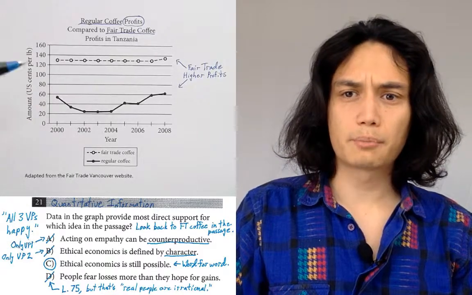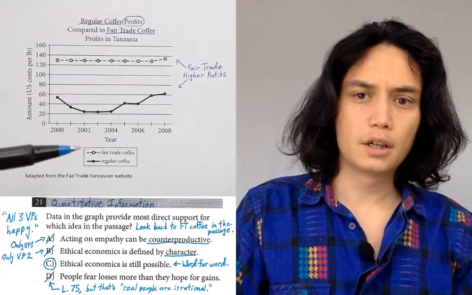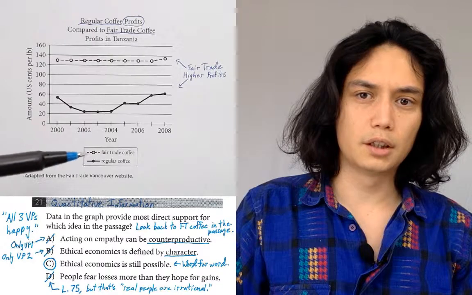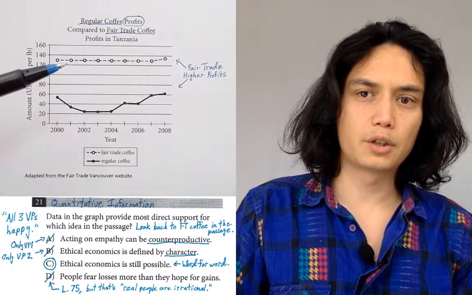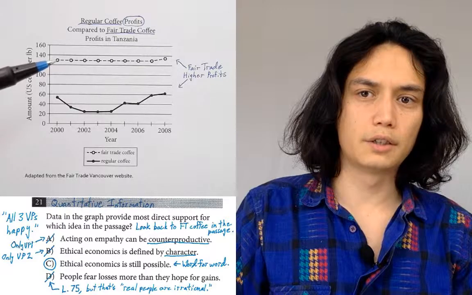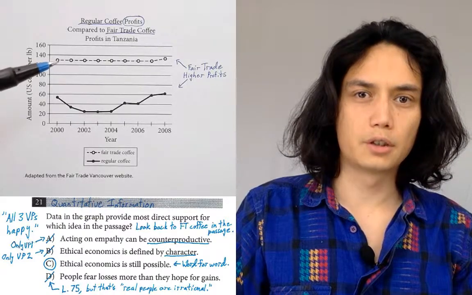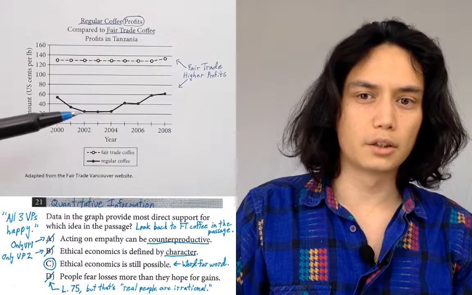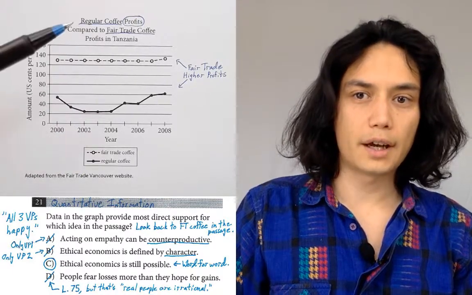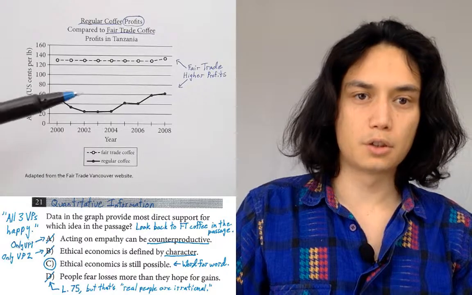All right, so this is a graph of profits over years where we've got two different lines drawn on it. And here this open circle line is for fair trade coffee. That's this one. This is the fair trade coffee line. These are the profits for fair trade coffee. And then we've got this closed circle line. These are the profits for regular coffee. And this graph is designed to compare these two.